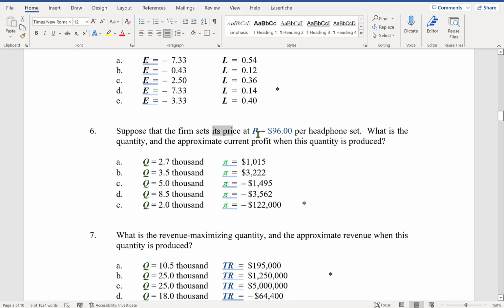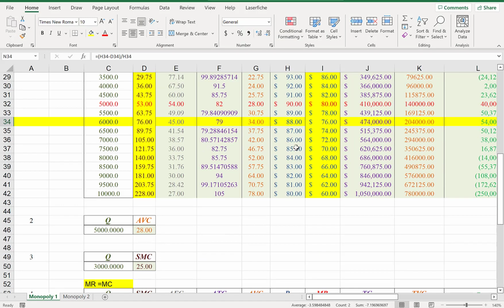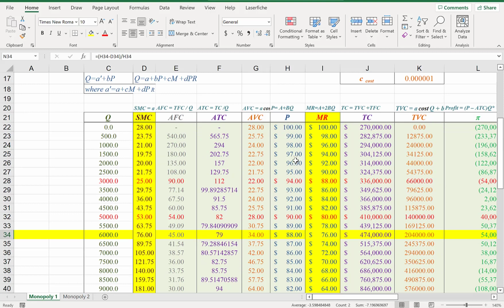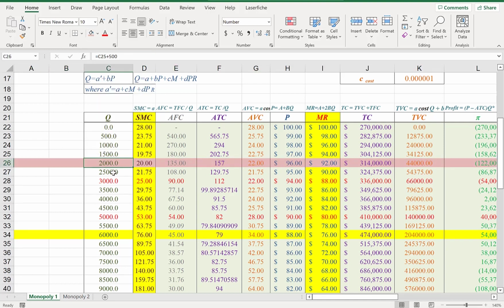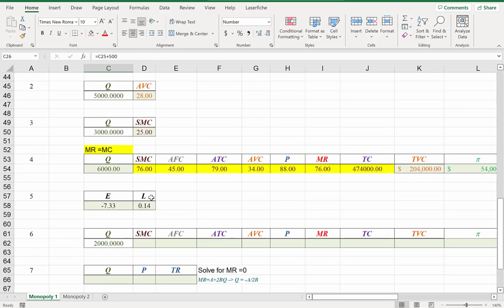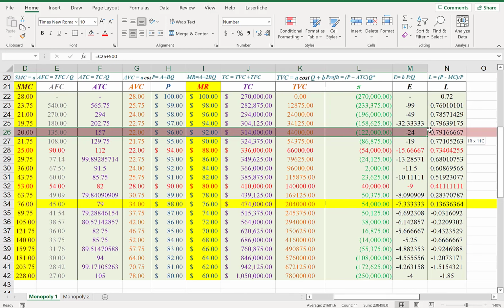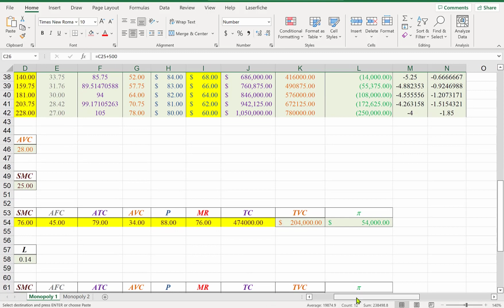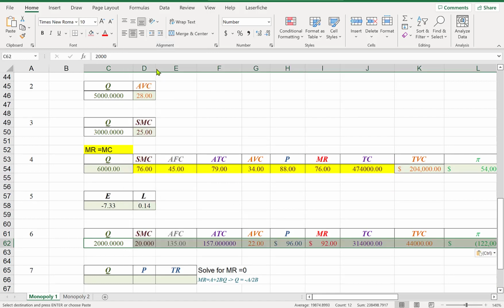Next, suppose that the firm sets price to $96 per headphone set. What's the quantity and approximate current profit? Cool, so the price is 96. Let's go check out the price column. It's here, 96. So price is 96, quantity is 2,000. So it's right here, 2,000. So I'm gonna copy everything, and paste as number, values. Boom.